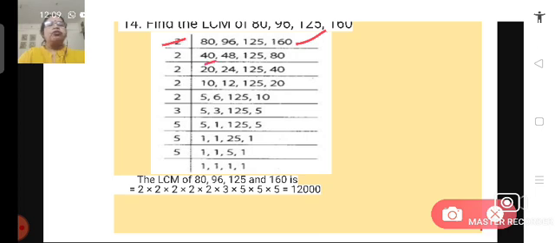So what do we get? We get 40, 48, 125 and 80. Again we can divide them by taking the smallest prime factor, that is 2. In the next row we get 20, 24, 125 written as it is, and 80 becomes 40. Again we take 2 as the prime factor to divide the numbers which are possible to divide. So it becomes 10, 12, 125 and 20. Again they can be divided by 2. We get 5, 6, 125 and 10.